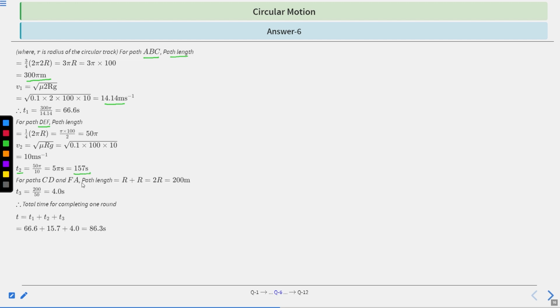157 second, and similarly for paths CD and FA, you get T3 equal to 200 divided by 54 second. So the total time for completing one round is T equal to T1 plus T2 plus T3, and adding all the times you get the final time, and the answer is 86.3 second.